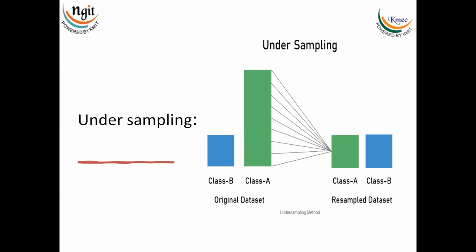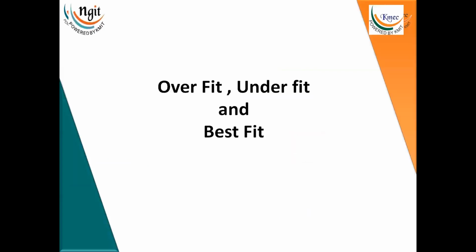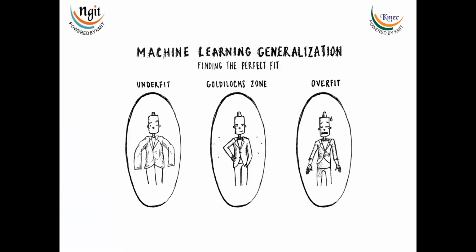So you can use oversampling or you can use undersampling. But if you go with undersampling, what is happening here? We are reducing the data, so definitely the learning will be comparatively less. Maybe this will also affect the performance of the model. But still we have these two methods, oversampling and undersampling. I hope it is clear what oversampling and undersampling are and how they solve the problem of unbalanced data. The next topic we are going to discuss is overfit, underfit, and the best fit.